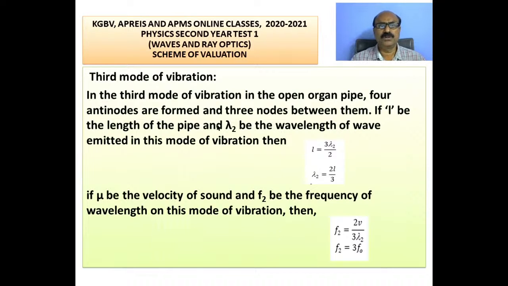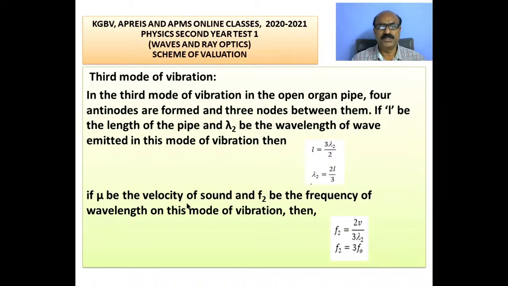In the third mode of vibration in the open organ pipe, 4 antinodes are formed and 3 nodes between them. If L be the length of the pipe and lambda 2 be the wavelength of the wave emitted in this mode of vibration, then length is equal to 3 lambda 2 by 2, and lambda 2 is equal to 2L by 3.